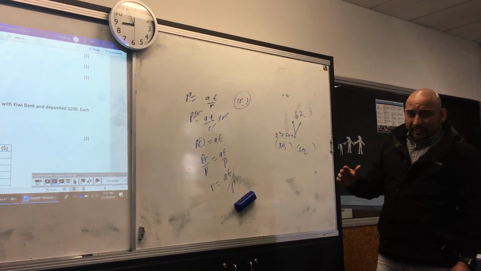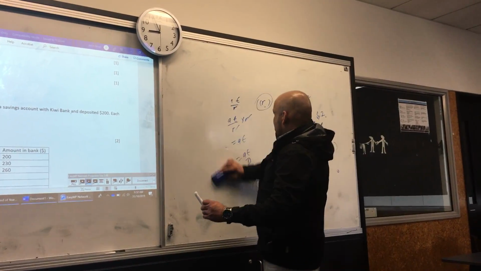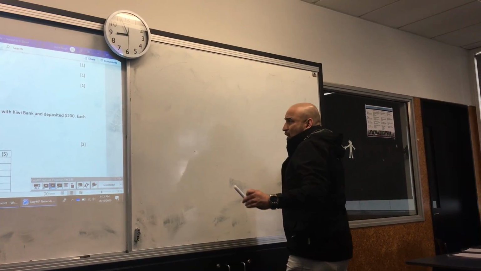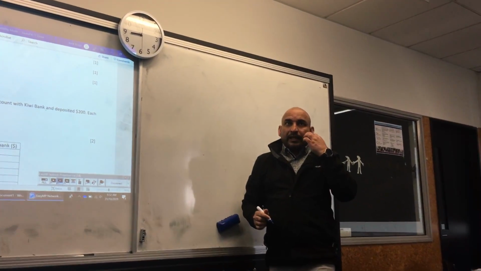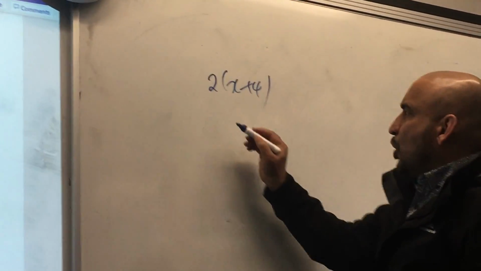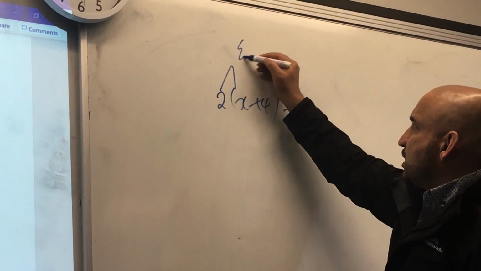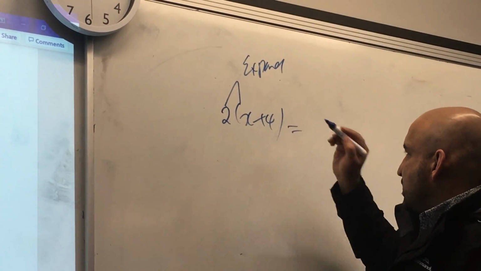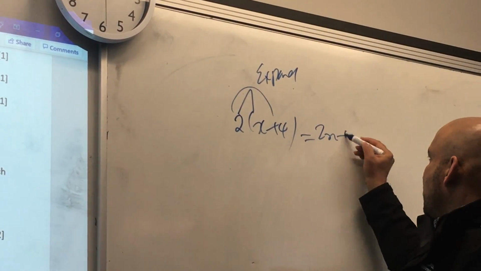We will carry on with the algebra bit. So this is the subject of formulas. Now, we'll have some questions like expansion: 2 into x plus 4. So expand. 2 times x is 2x. 2 times 4 is plus 8.